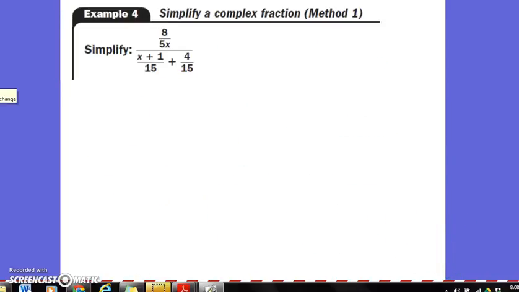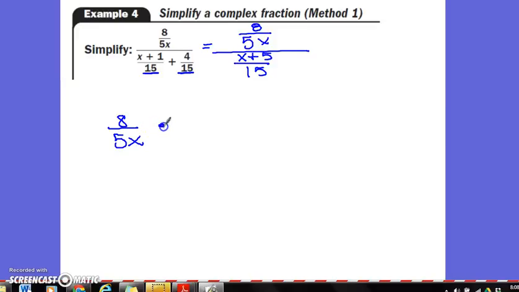All right, this is example 4, simplifying complex fractions. If you notice in the denominator of the fraction, these are the same. So we can simplify this by saying 8 over 5x, all divided by, collect like terms, 1 and 4, 5, so x plus 5 over 15. We are now going to employ the keep, switch, flip. So 8 over 5x. This turns to multiplication. So we kept the first one, we switched the sign, and we flipped the bottom fraction.